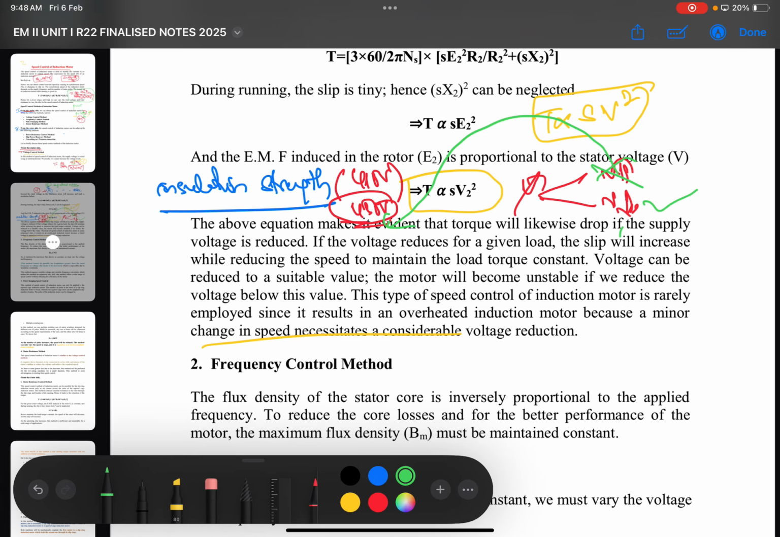Okay, remember. The supply voltage cannot be increased, and it can only be decreased here. Is that okay or not? Shall I go to the next one?